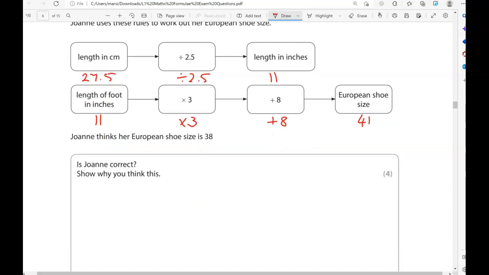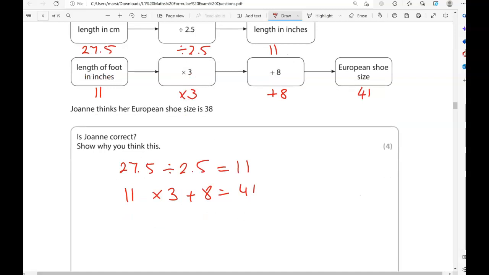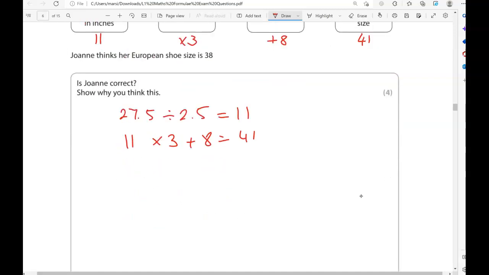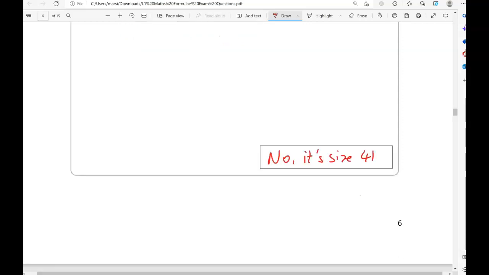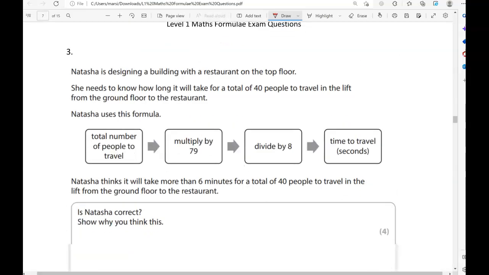I'm just going to repeat that here within the box just to be on the safe side. It equals 41. So we're going to say no, Joanne is not correct. It's size 41. And we've shown the working out.